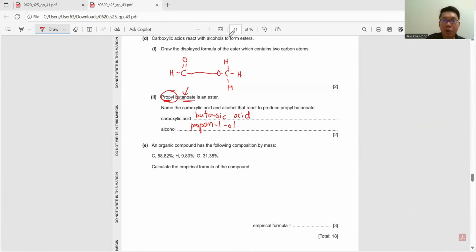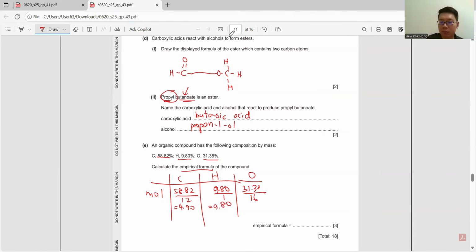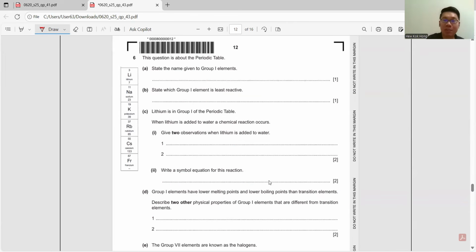An organic compound has the following composition by mass. We have C, H, O and the percentage. Percentage can directly represent as the mass. So calculate the empirical formula. We can first find the mole. Use the mass to divide it by molecular mass. Or the number of mole divided by the smallest number of mole, then we can find the simplest ratio. And then since it's not the whole number, so we need to times 2 to remove the 0.5. So we can confirm is C2H10O2.